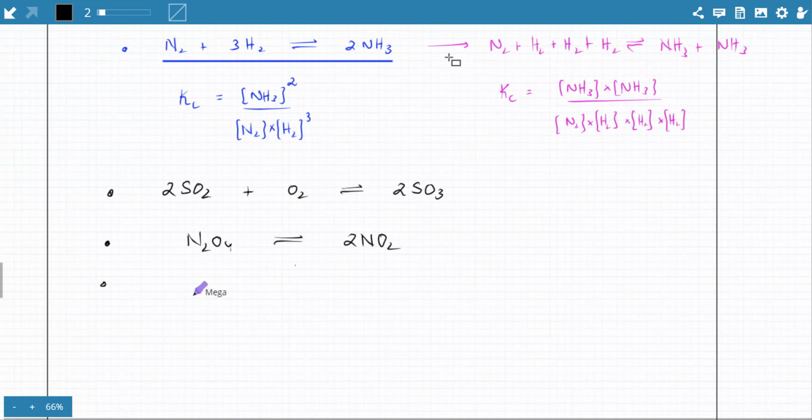We can think of another equilibrium. So it's copper 2 plus and Fe2 plus in equilibrium with Fe3 plus and copper 1 plus. For all three, tell me what's the expression that's coming out.